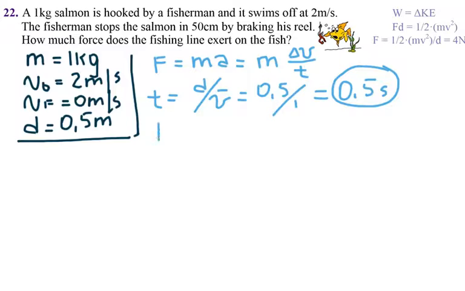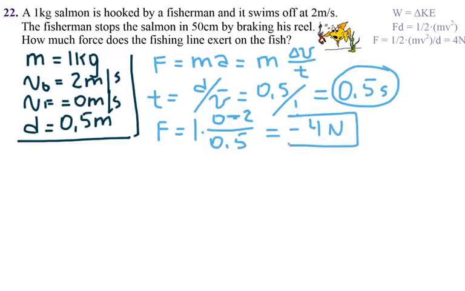Then the force is equal to the mass times the change of the velocity, final minus initial, divided by time. So I have -2 divided by 0.5. It's the same as dividing by 1/2, the same as multiplying by 2. So that gives me -4 newtons. So the force acting on the salmon is -4 newtons. This is the old way we used to solve this question.